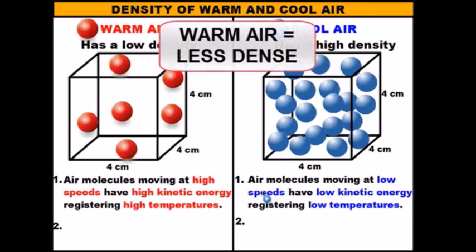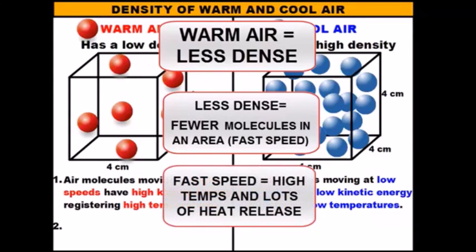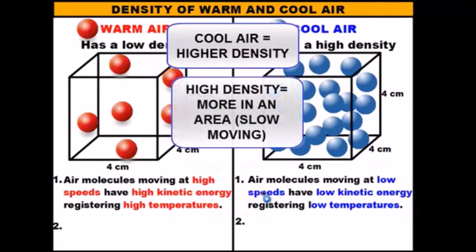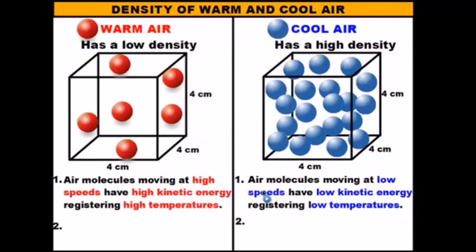Warm air is less dense because they move fast, and as a result, there's fewer of them in an area. And because of their fast speeds, they're going to register high temperatures, which is what makes them warm. Cool air is the opposite. Cool air moves slowly, so there are more of them in a given area, and because they move slowly, they have low kinetic energy and they have lower temperatures.